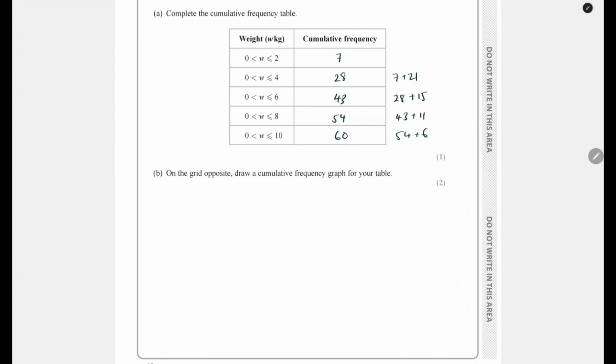Part B says, on the grid opposite, draw a cumulative frequency graph for your table. Well, in order to draw this graph, we need to get our x and y coordinates for each point. The x coordinate for a cumulative frequency graph is always the maximum of the inequalities shown here. And so, for example, the first point is going to be 2, 7. Second one's going to be 4, 28, and so on and so forth. 6, 43, 8, 54, and 10, 60.